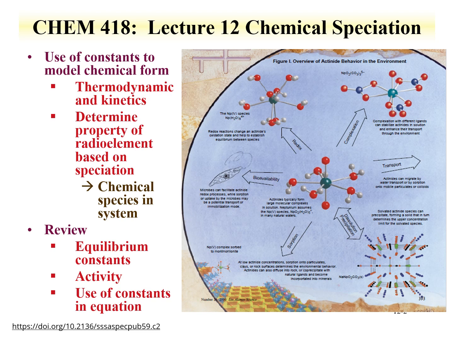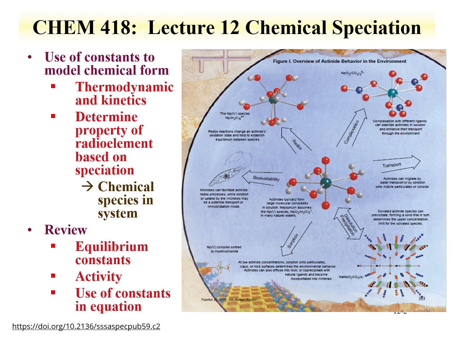In this lecture, we're going to discuss the use of constants to model chemical form. We're going to review thermodynamic and kinetic data, and we're going to talk about how the property of a radioelement is based upon the speciation, so that the chemical species in the system, the chemical form, is the dominant route in which we can understand or control the radioactive isotope.